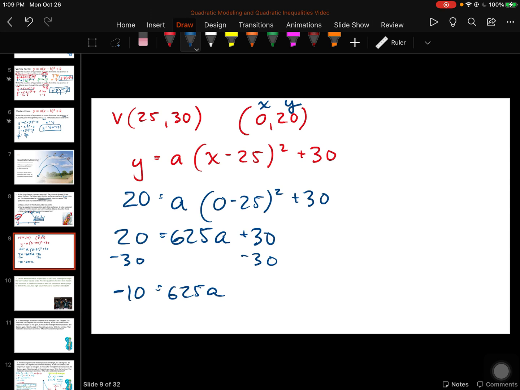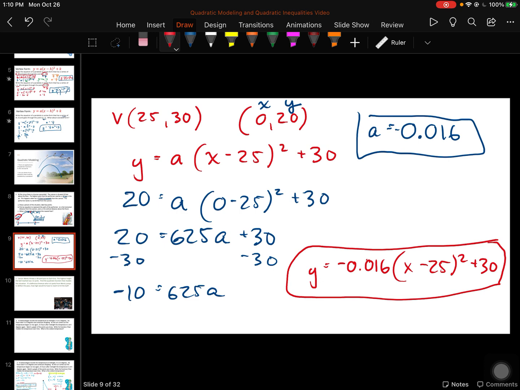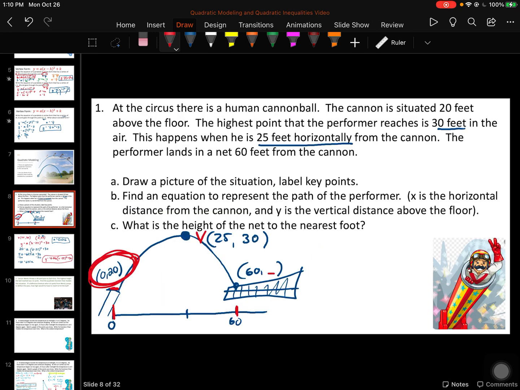Negative 10 divided by 625. I get my a value is negative 0.016. So when I write out my equation, it's y equals negative 0.016 (x minus 25) squared plus 30. And if you think about it, it makes sense that our a value is negative because our graph has to open down. Your parabola is opening down. It has a vertical reflection.